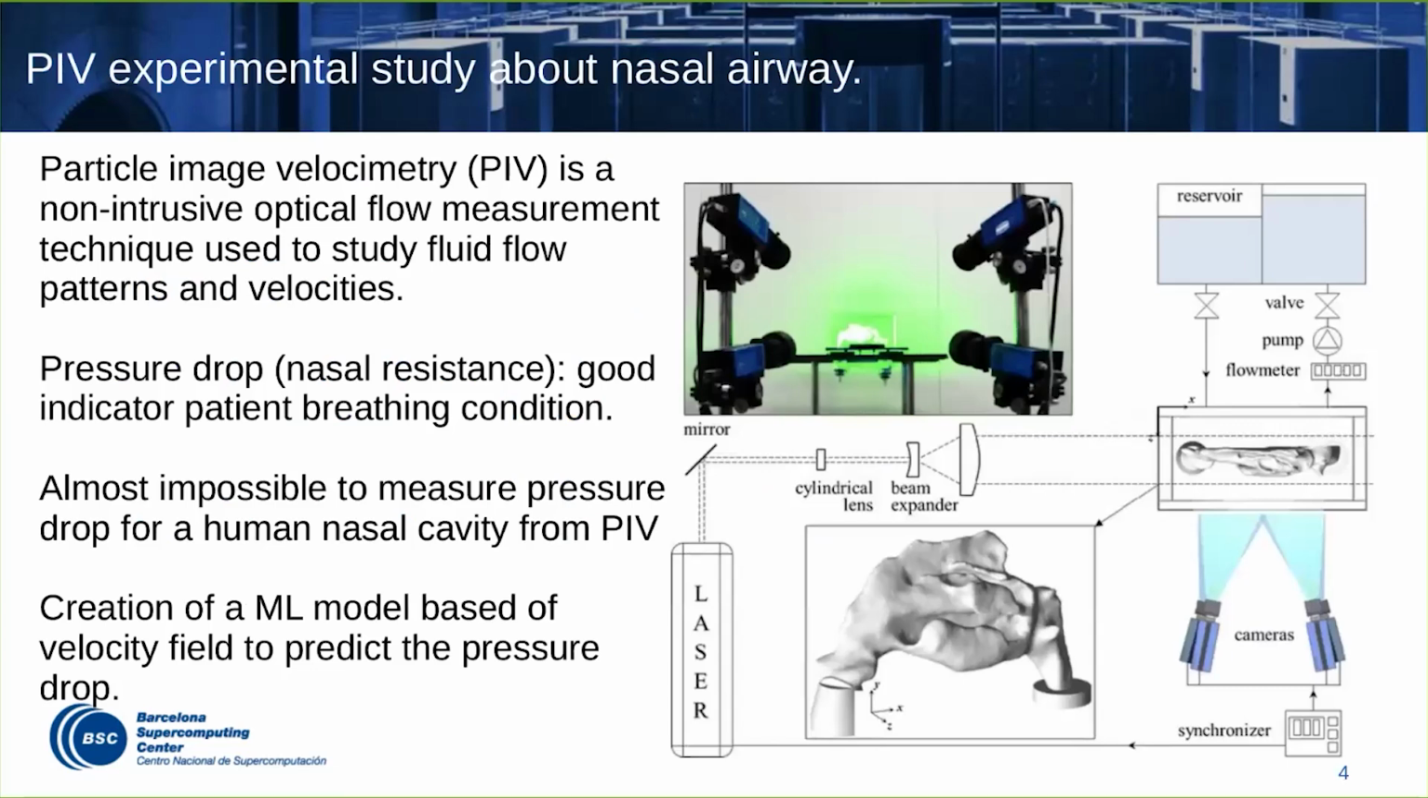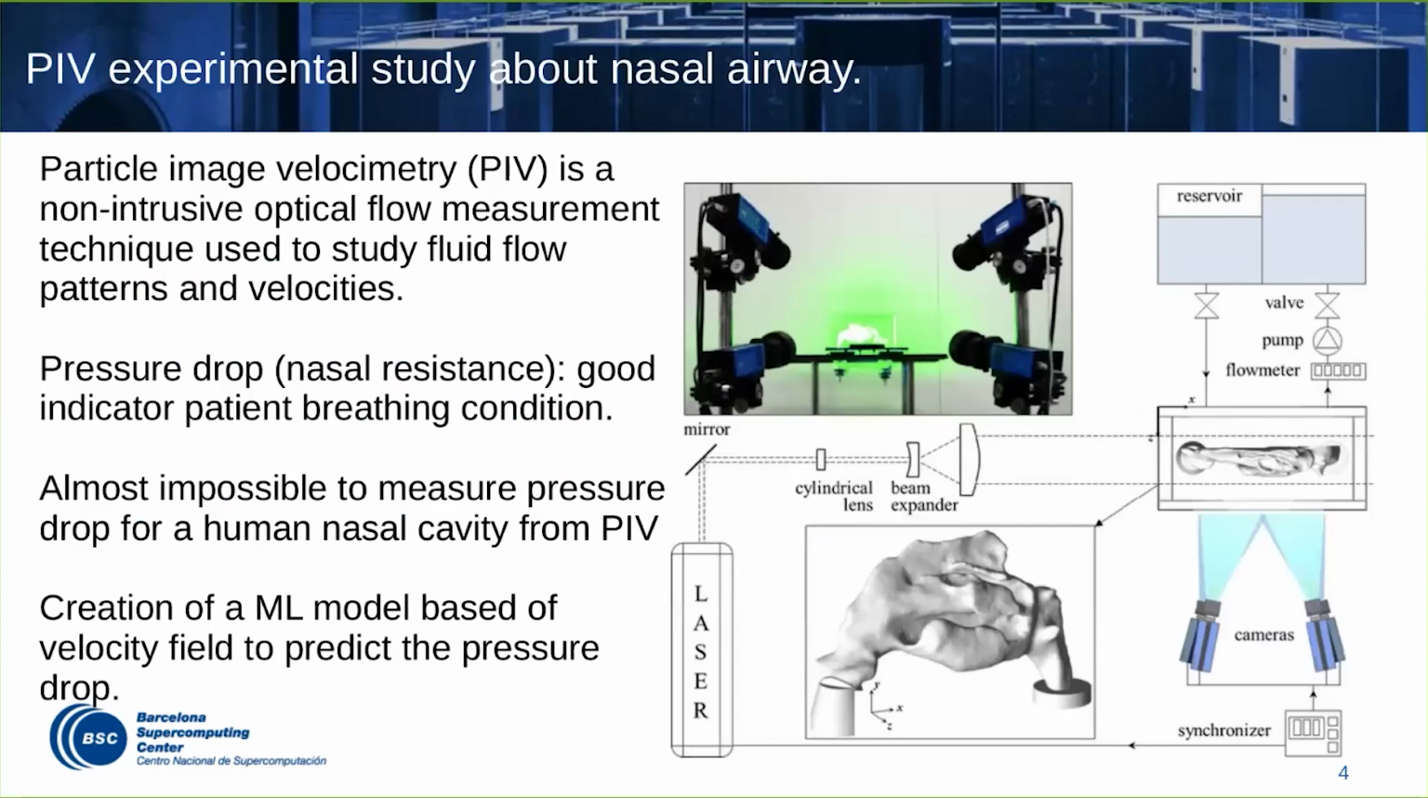So from a medical point of view, the nasal resistance is a very good indicator of a patient breathing condition. This is why the doctor wants to know this value. So the nasal resistance is a pressure drop between the inlet and the outlet. So in the case of the nose, it is the entrance of the nose, so the nostril, until the nasopharynx, which is the throat.